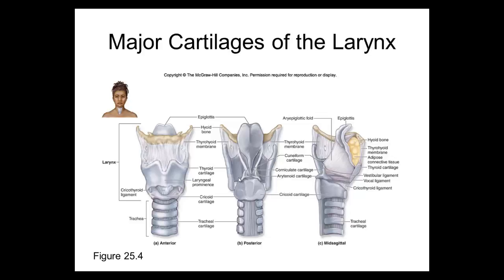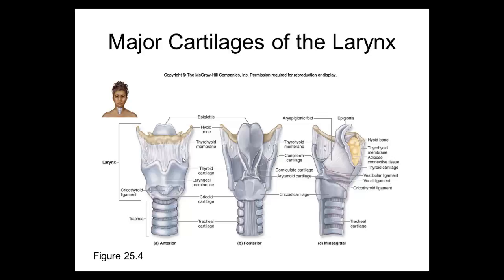In addition to those, we're going to have paired cartilages. You can see them here. We have the corniculate and the arytenoid, and we also have something called cuneiform, which we can see in this particular slide. Here we go. This is the cuneiform.